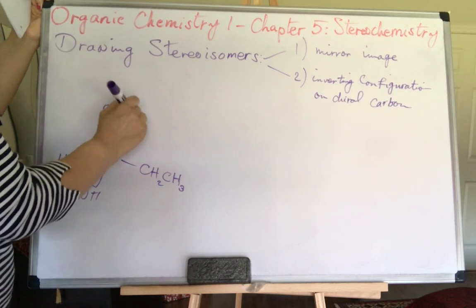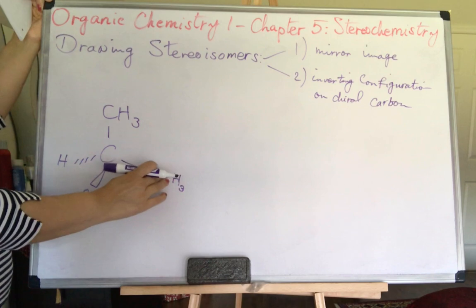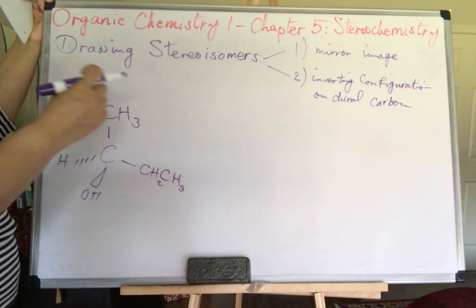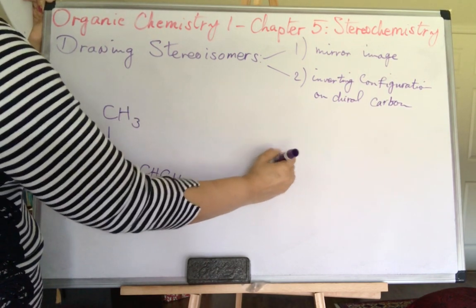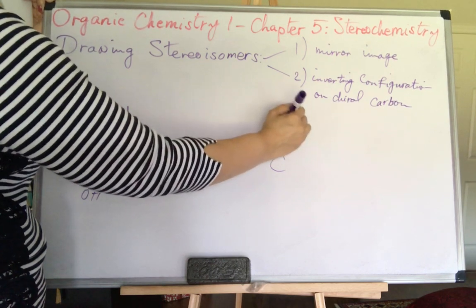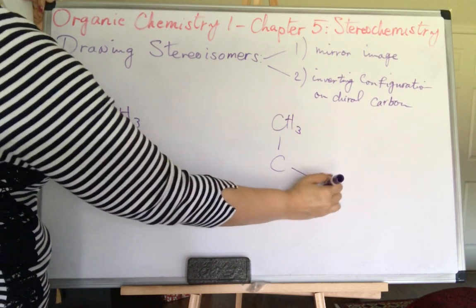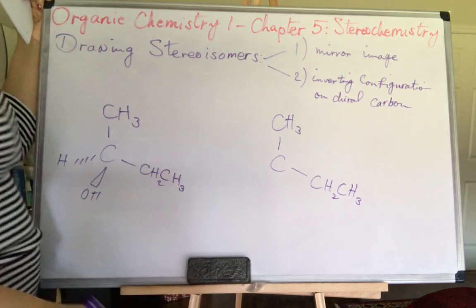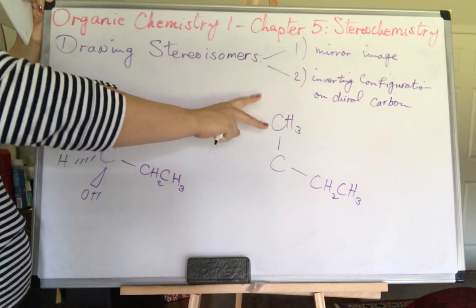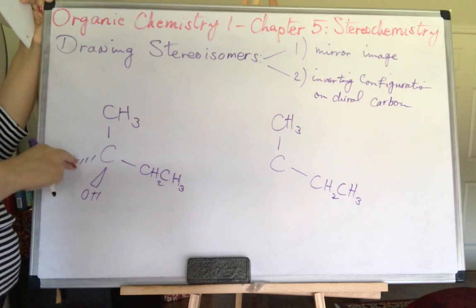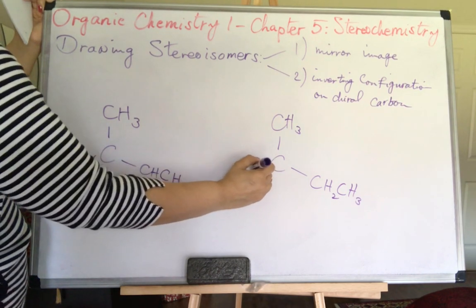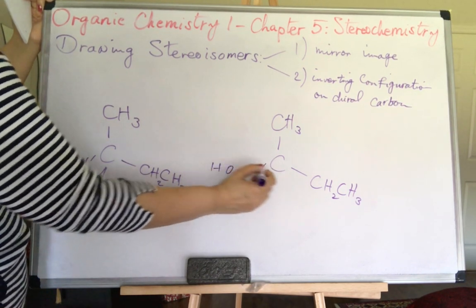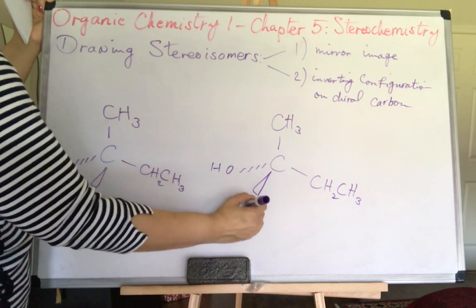The same molecule. I'm just inverting the configuration, which means do not use the mirror image. Just keep 2 of the groups in their place. It doesn't matter which groups. You can switch these 2 groups, or you can switch these 2 groups. So you can say OH goes to the back now, and hydrogen goes to the front.